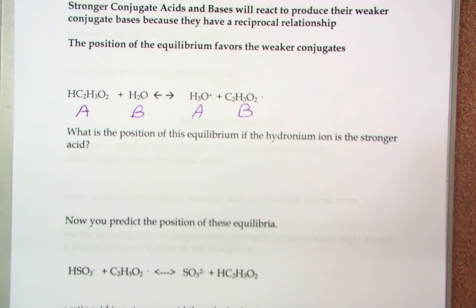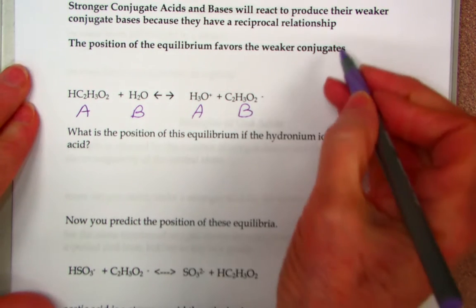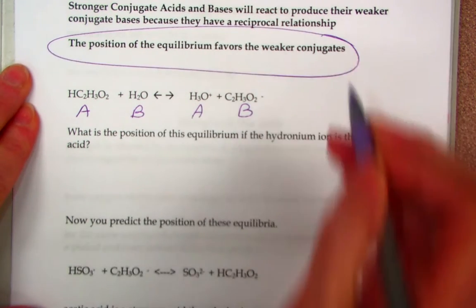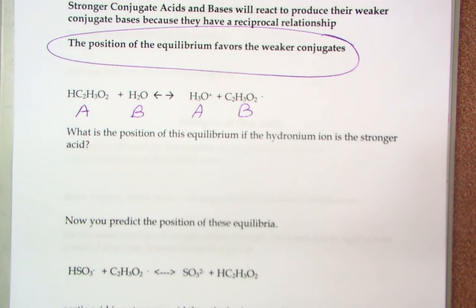So we know that the position of the equilibrium will rest favoring the weaker conjugates. Now, when you think about this, I think of it as the stronger acid wins. So the strong acid-base pair react, they get used up, and you make the weak ones. That's how I think of it, and that's how I was able to remember it. The stronger ones are going to react and go in that direction.